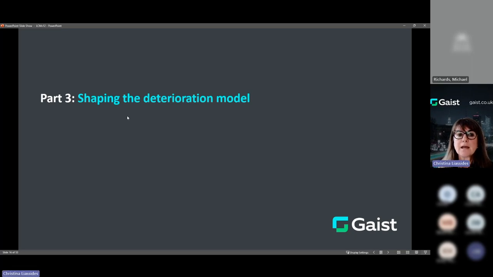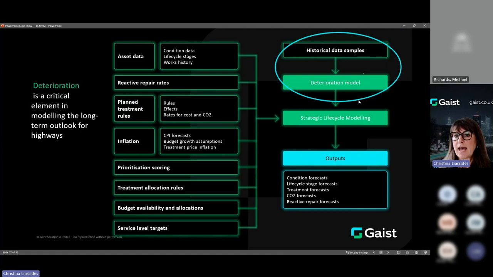Okay. So I'm going to talk about the deterioration model, and really this is the engine room, if you like, of how we do life cycle modelling. So it's an absolutely critical element. How do roads deteriorate? As it would be in any sort of asset management, you really should know when you need to replace certain things. Now, again, that might be easier in a very straightforward building than it is with a highway, and whether that's footway, carriageway, other parts, how they deteriorate can be quite complex.